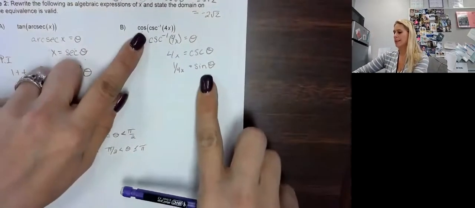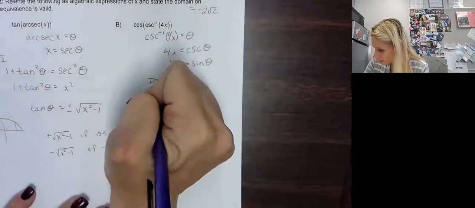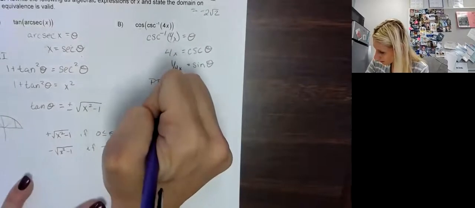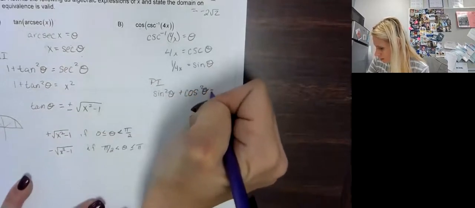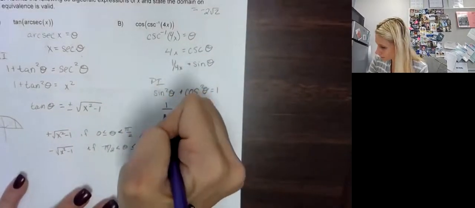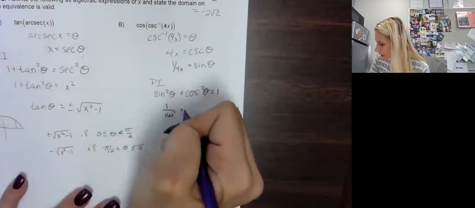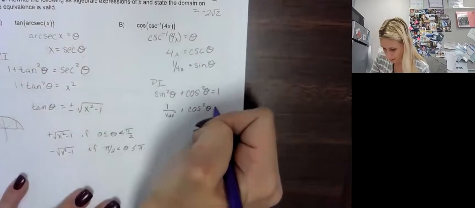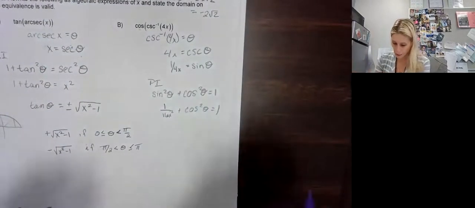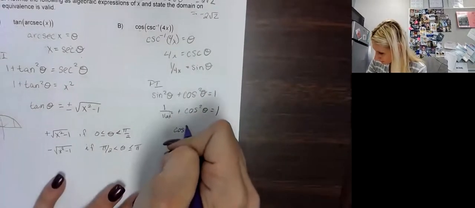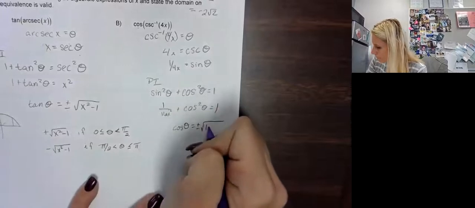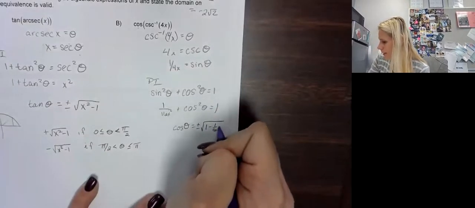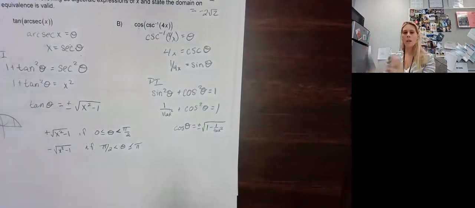Now I have a relationship between sine and cosine by doing the Pythagorean identity of sine squared theta plus cosine squared theta equals 1. So here I get 1 over 16x squared plus cosine squared theta equals 1. Do a bunch of my algebra there. I get cosine theta equals plus or minus the square root of 1 minus 1 over 16x squared. I can do some algebra with that and actually put it in one big fraction and then be able to manipulate the denominator.